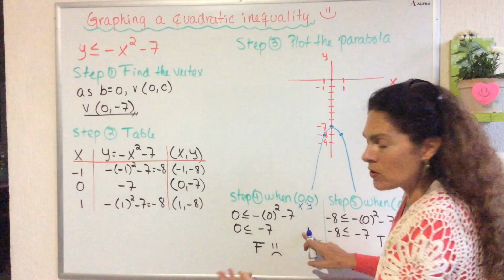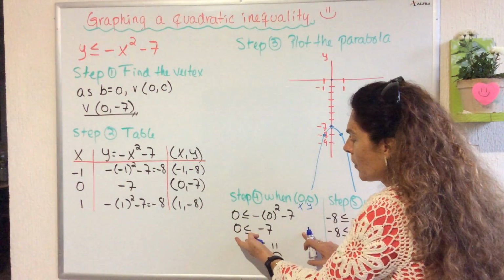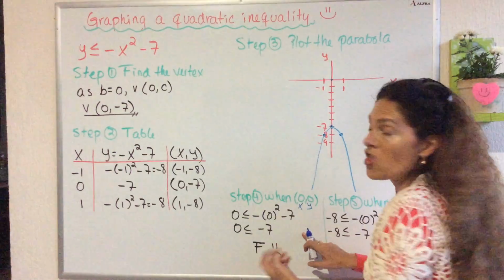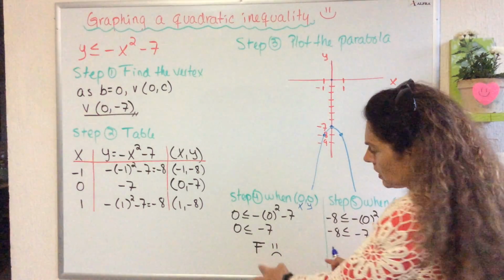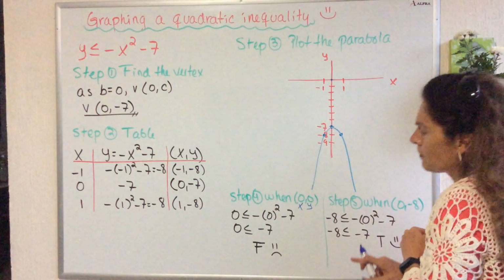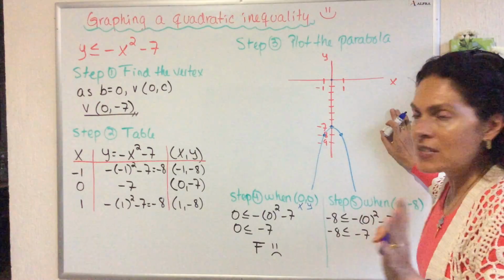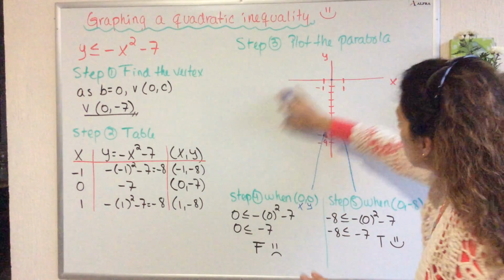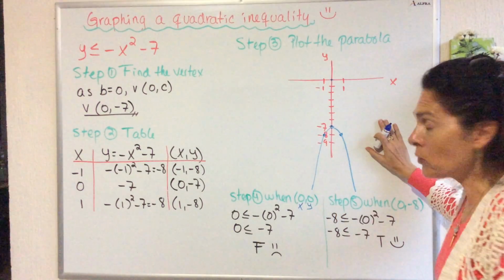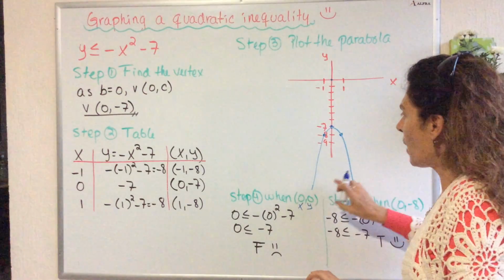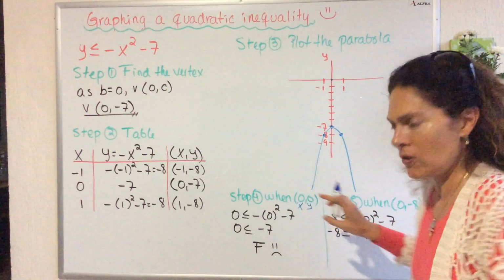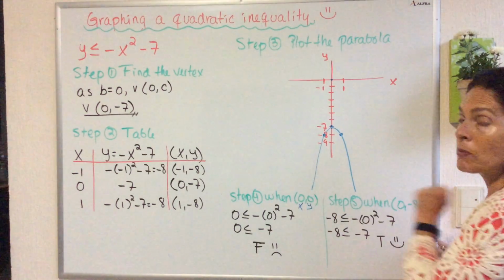And is it true, dear students, that 0 is less than or equal to minus 7? No, this is completely false. So false and sad face. So that means that this area is not going to be shaded. So I have to shade what is inside the parabola, but I have to verify it. So let's continue. Step number 5.